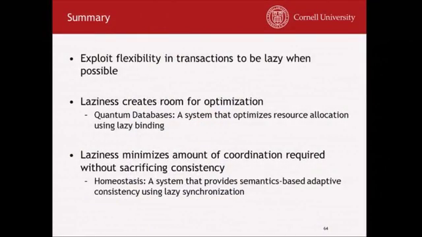So with that, let me summarize. The key idea is that we want to exploit flexibility in transactions, and I have identified classes of transactions where such flexibility is available, to be lazy when possible. I showed you one example in which this laziness created room for optimization, and I presented quantum databases as a system which does that. I have shown you another instance where this laziness minimizes the amount of coordination required without sacrificing consistency, and I presented Homeostasis, which provides such semantic-based adaptive consistency.